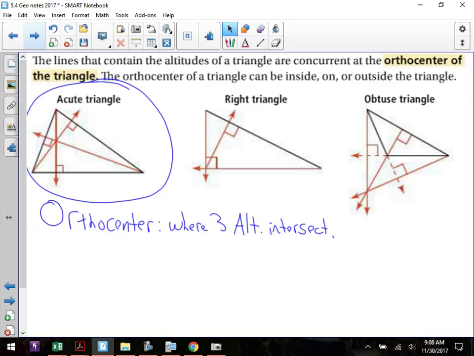And if you think about it, when you're looking at a right triangle, it's really easy to find. The orthocenter for a right triangle is always going to be at the right angle, because two of them meet right there, and the third one gets drawn from there. So in a right triangle, it's always going to be at the right angle, but the orthocenter is a little bit different.